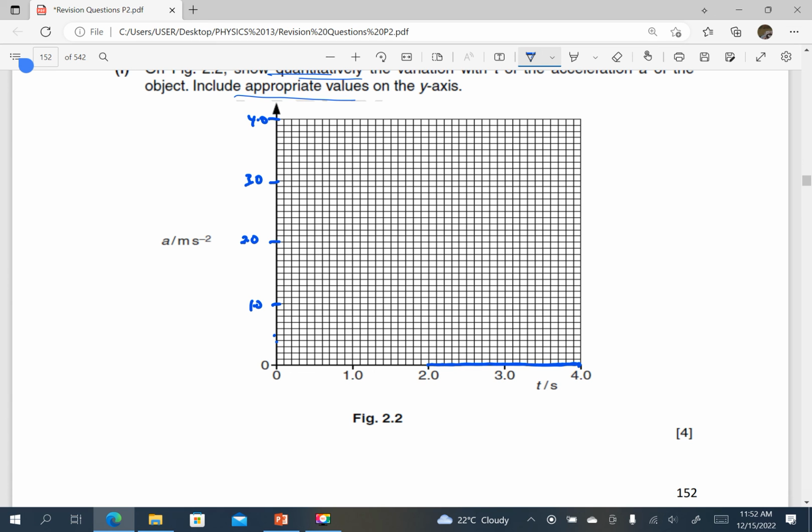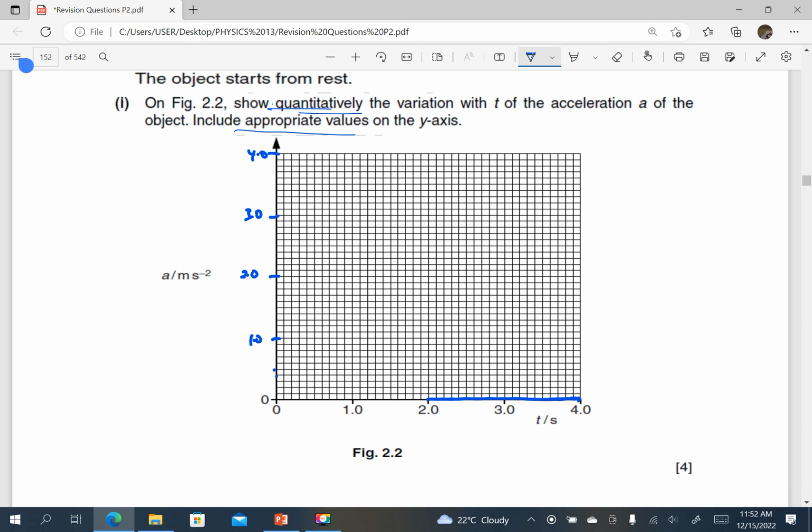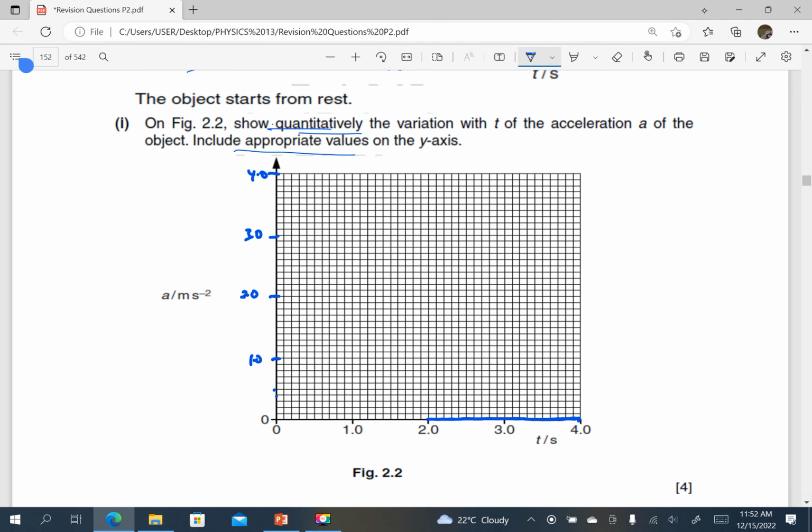So I'm looking for 3.5. I think 3.5 is in the center here. 1, 2, 3, 4, 5. That is 3.5. So, and it is constant. The acceleration is constant, and it is 3.5.